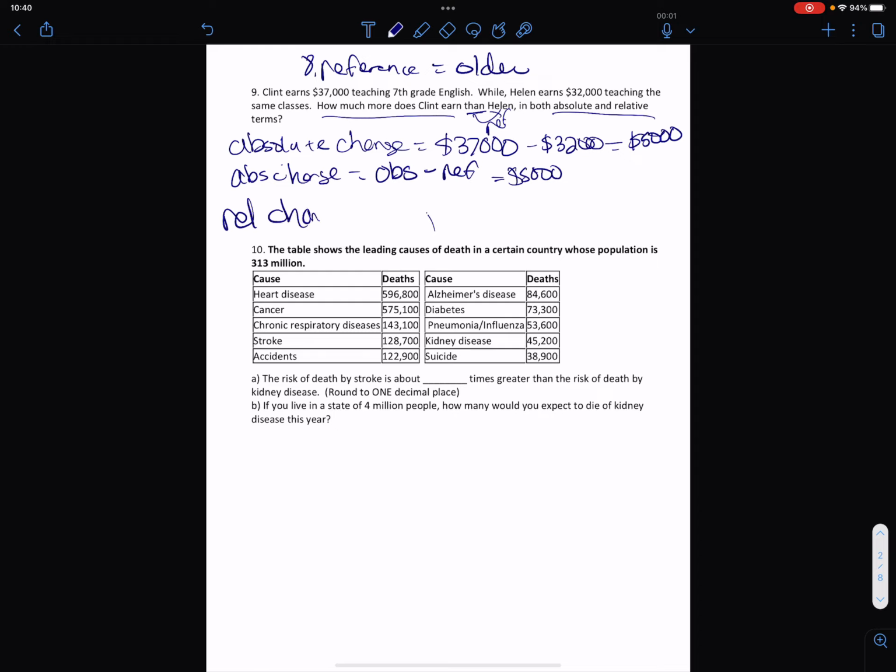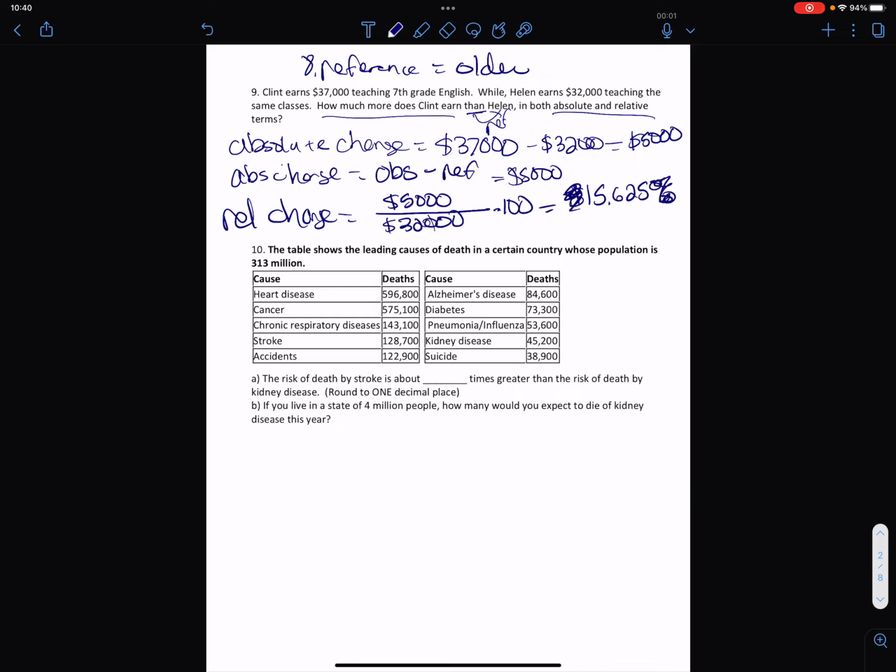And then I can jump to using my relative change formula, which says I can put the difference in those two that I just subtracted on top. I can put what we now realize is the reference value on bottom, multiply that by 100, and get how much more he makes as a percent. So 5,000 divided by 32,000 times 100. So he earns 15.625, not dollars, percent more. Man, that unit 4 just stays with you, doesn't it?